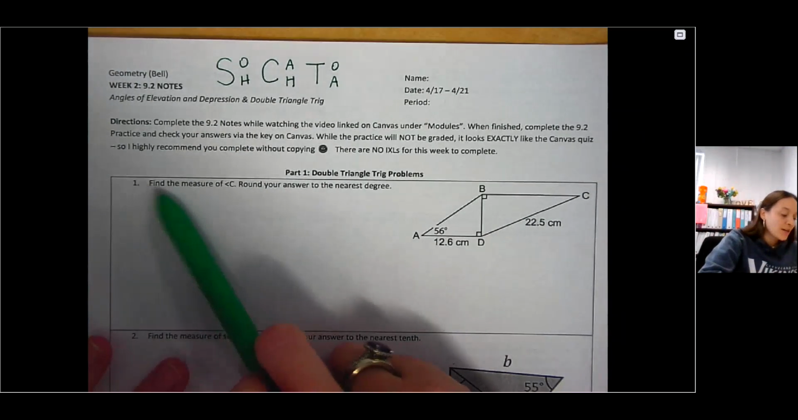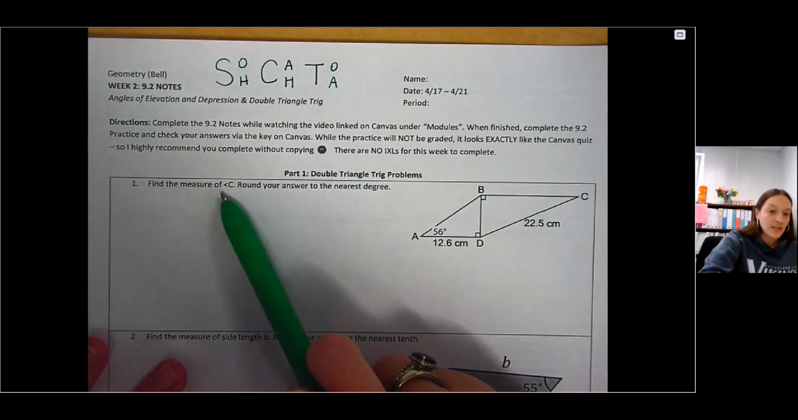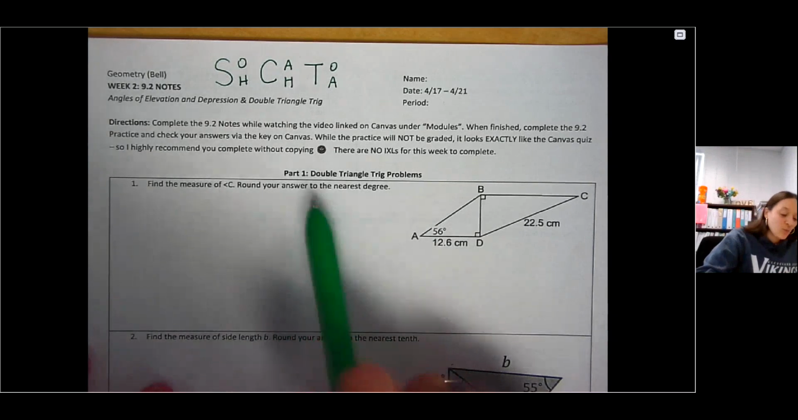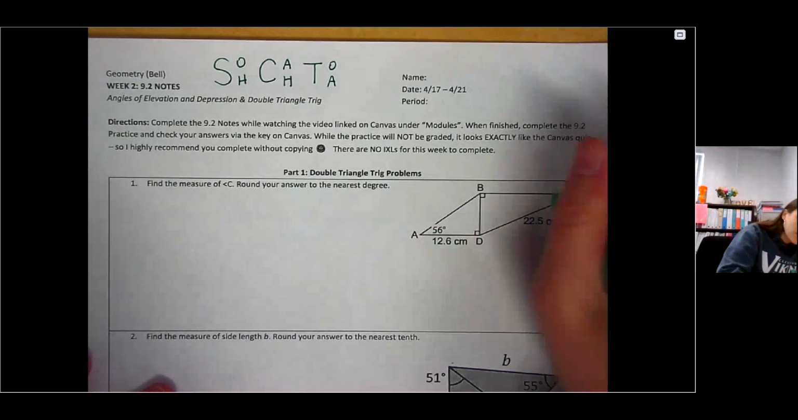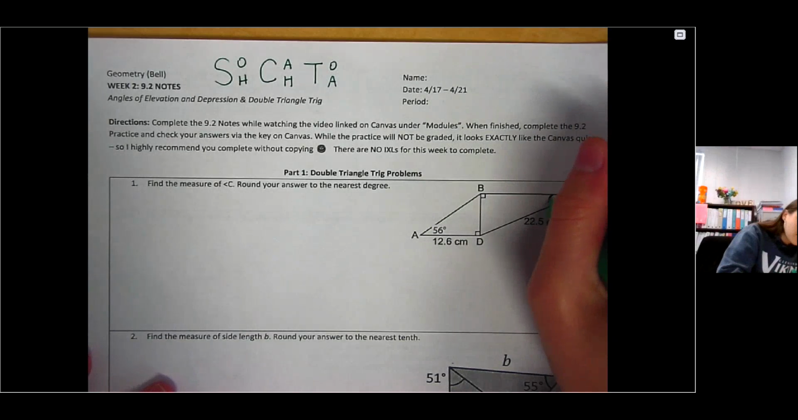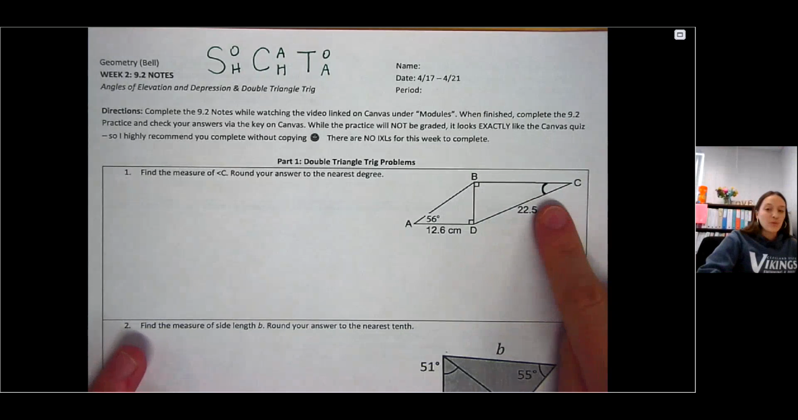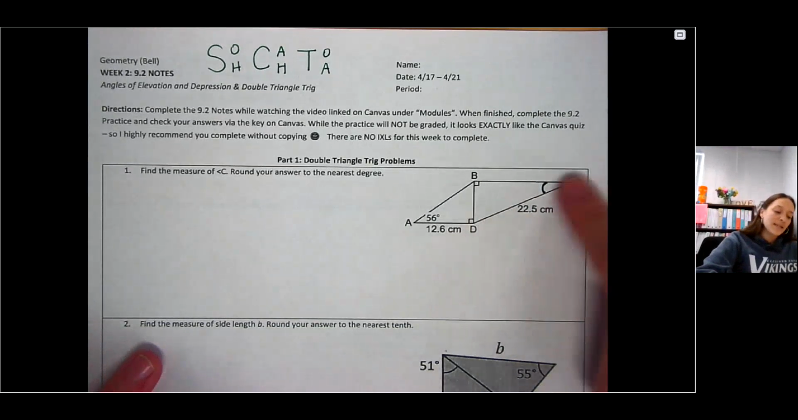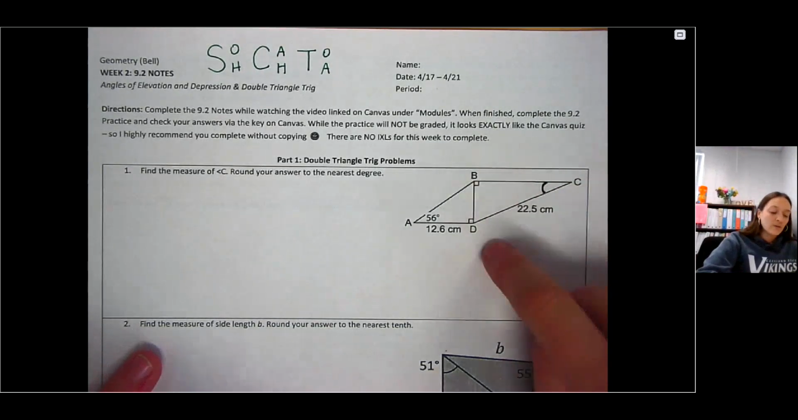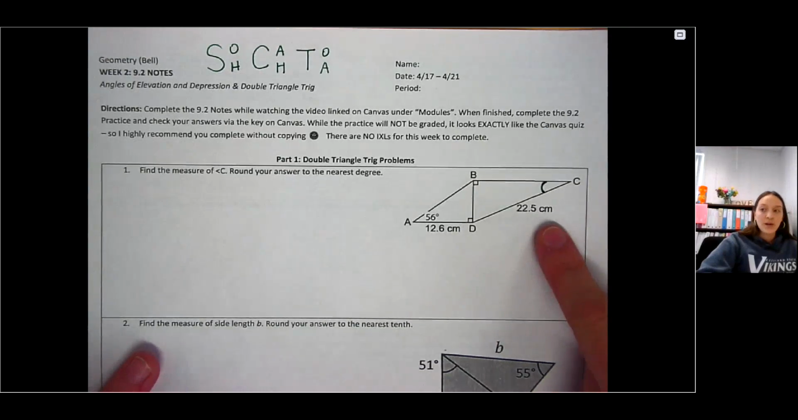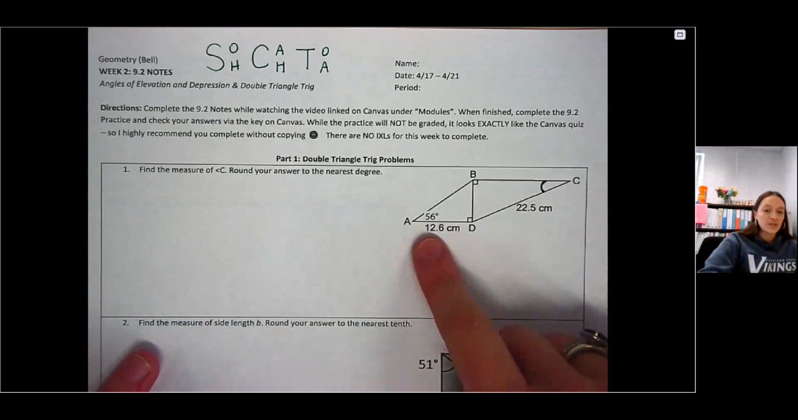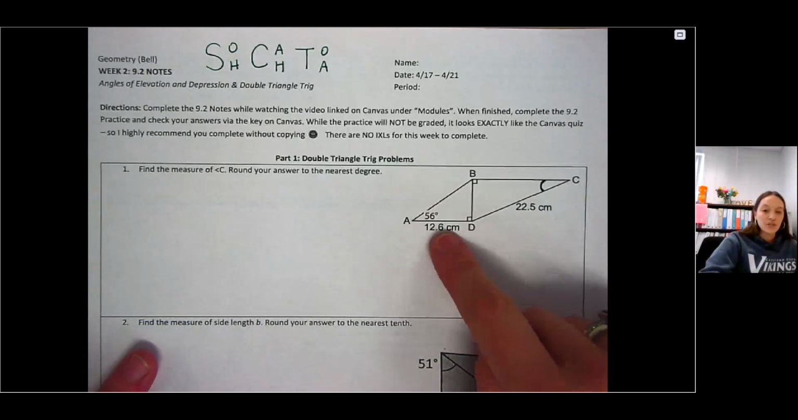So in number 1, we're trying to find the measure of angle C, and we're going to round our answer to the nearest degree. So we are looking for this angle over here. This is our general question. Now, first thing that I notice is if I try to jump right over here to this problem, I only have one side length over here. I don't have anything else. So it's going to be really hard to jump right over there to that problem. So we're going to jump over here to the left problem because there's more information here.